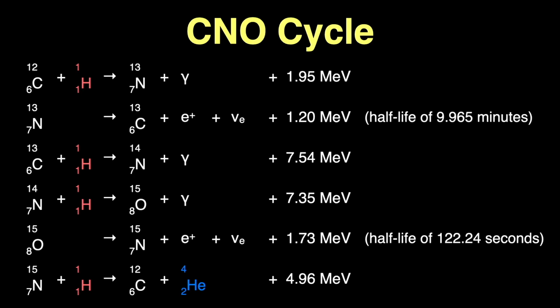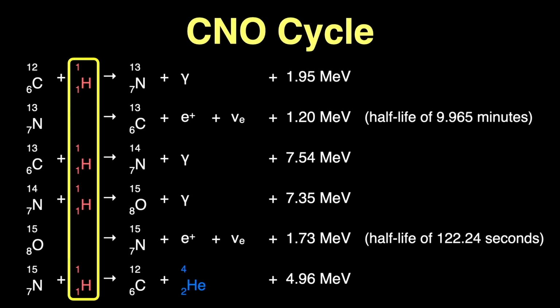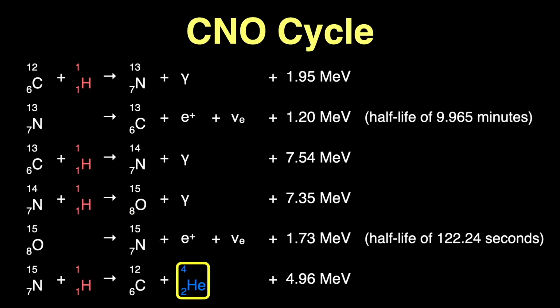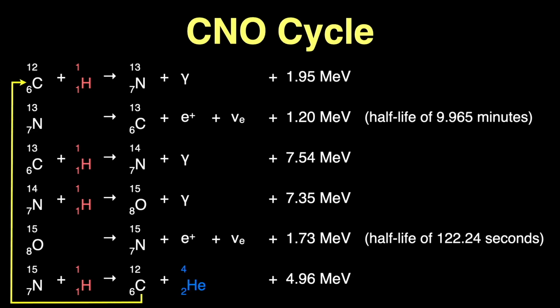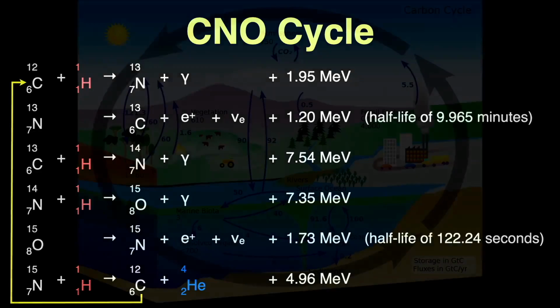Note, in this whole process, we've consumed 4 hydrogen atoms, in red, and produced a helium atom, in blue. And we've recovered our slightly used, or should I say pre-owned, carbon-12 atom, which can now be recycled back into the process all over again. No carbon was harmed in the process of turning hydrogen into helium, producing energy.